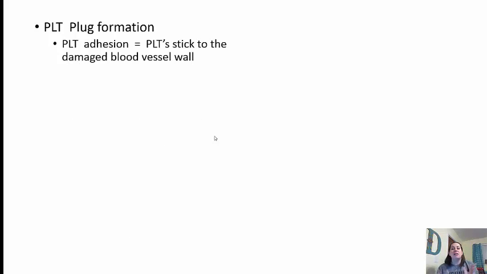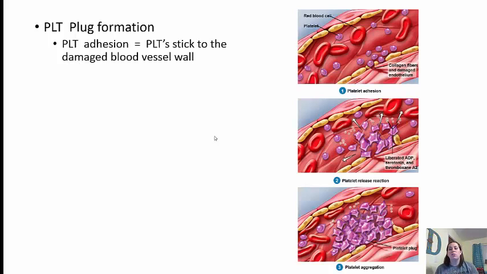Now, once we've done the vasospasm and we've brought the two ends close together, we now need to plug up the hole. This is called a platelet plug formation. This is where platelets are going to do what we call adhesion. Adhesion means that they're going to stick. They're going to stick to the wall of the blood vessel. Right, so if we're looking here in this particular picture, in number 1, you'll see that they'll start attaching to the wall of the vessel.